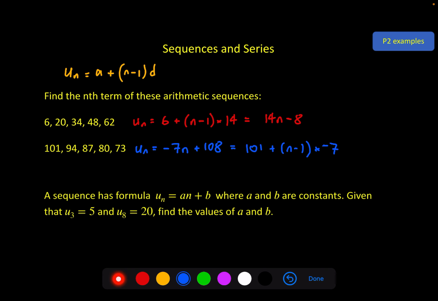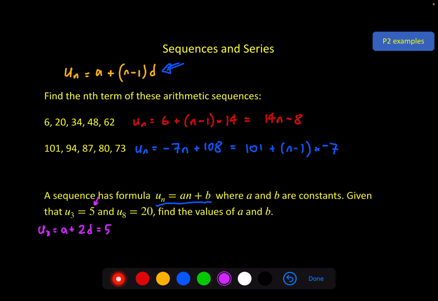Another example on this, a sequence has a formula, this general sequence, where a and b are constants. Given that we know the third term is 5 and the 8th term is 20, find the values of a and b. We're doing effectively the same thing. We're still using this formula up here, but this time we're going to form some simultaneous equations. So the third term, u3, is a plus 3 minus 1, because we know what n is, in this case it's 3. 3 minus 1 is 2 times the common difference, d. And we know that that third term must equal 5 from the question.